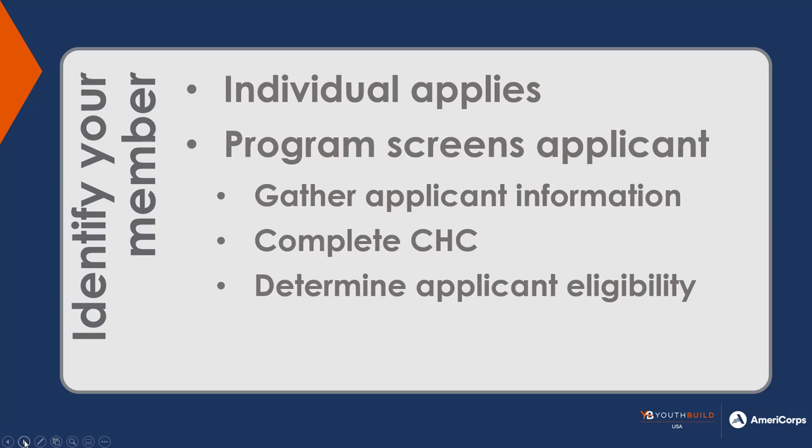So this first step in the process, you have your individual applying to the program, and this can happen in a number of different ways. It's unique to your local program. Then we go through the screening process with the individual where you gather information, complete the criminal history checks, and determine the eligibility of the individual.